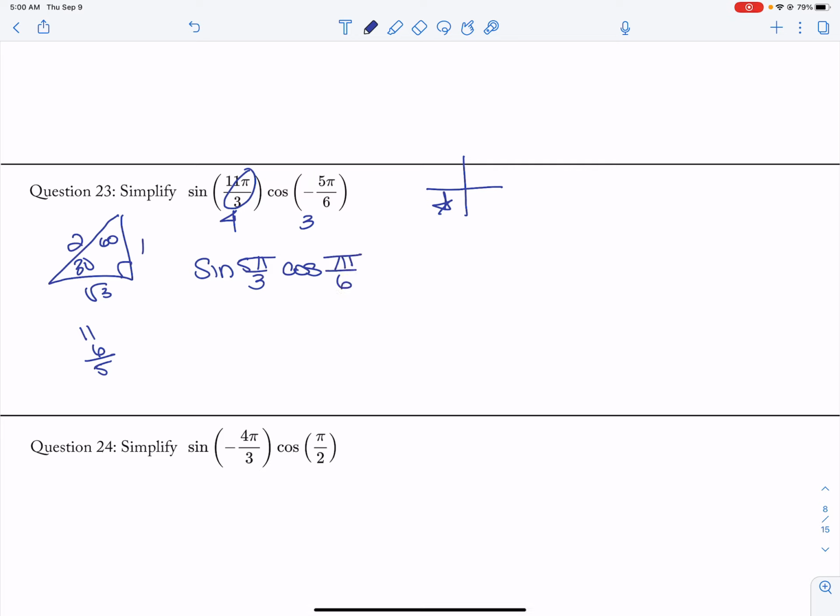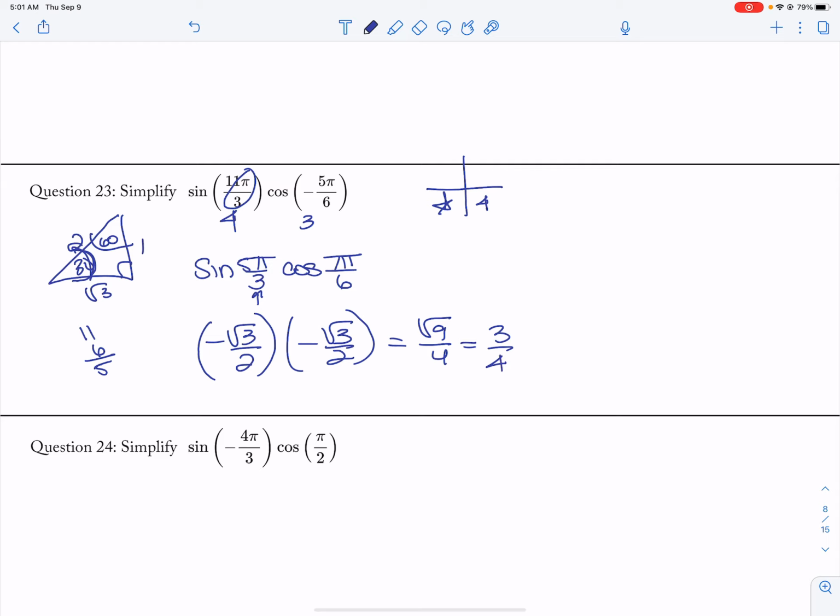Okay, so 5 pi over 3. The 3 in the denominator here means that I'm at 60 degrees. So then the sine of 60 degrees is root 3 over 2. Because I'm in quadrant 4 here, that's going to be a negative. 7 pi over 6, for cosine, is also going to put me in negative. But now I'm going to be at 30 degrees, and that is also a root 3 over 2. So then I get root 9 over 4, which is 3/4.